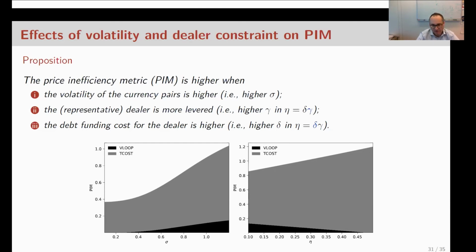Whereas the impact actually on D-loop tends to decrease when eta goes up. And it's interesting to ask yourself where that's coming from. This latter effect essentially comes from the effect that whenever the dealer constraint rises, the dealer posts more conservative bid-ask spreads, which is reflected in the rise in T cost.